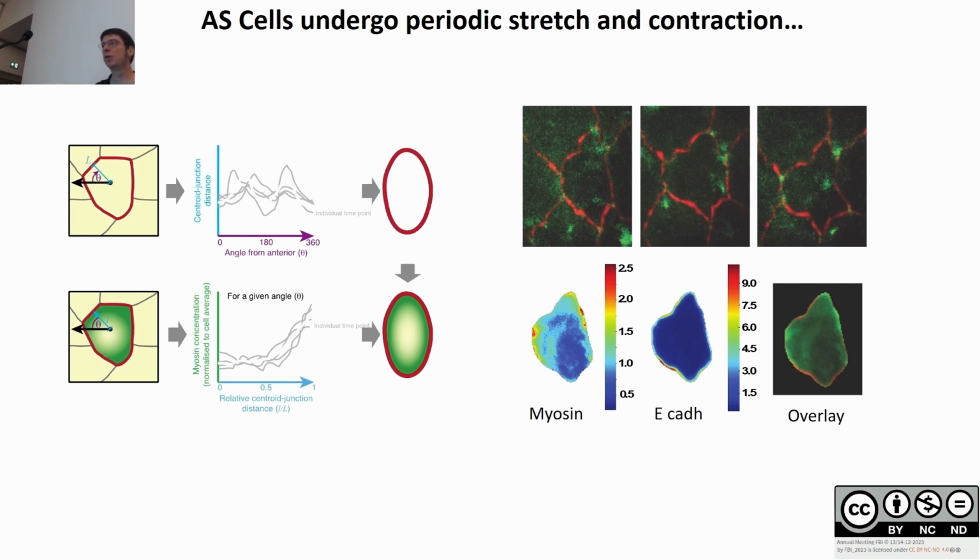Okay, and what we could observe is that you have hotspots of myosin at the cell border, and those hotspots anti-correlate with the hotspots of cadherin all the time. So basically, myosin goes preferentially where cadherin is not, or where cadherin is depleted.